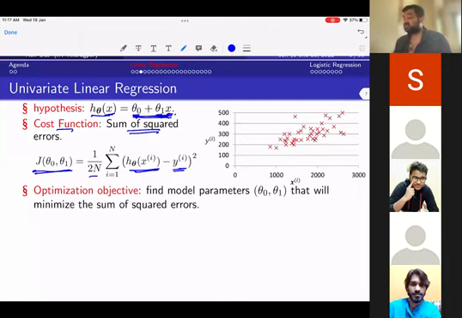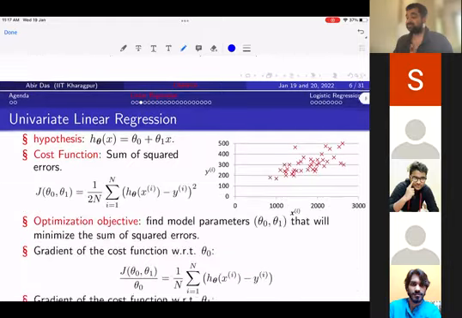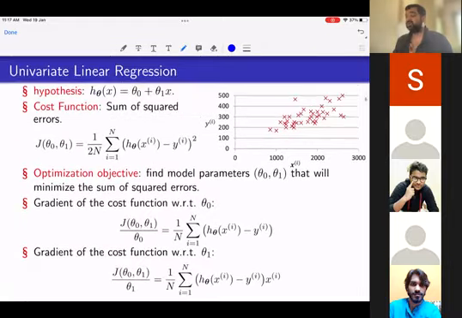Now, what are i's here? So xi, yi, you see i's from 1 to n. So this sum goes from x1, y1, x2, y2 to xn, yn. That means you have n training data. So n xy pairs you have been given, and you have been asked to find the hypothesis. So the optimization objective is to find model parameters that will minimize the sum of squared errors. This is all you know. Now you know what to do.